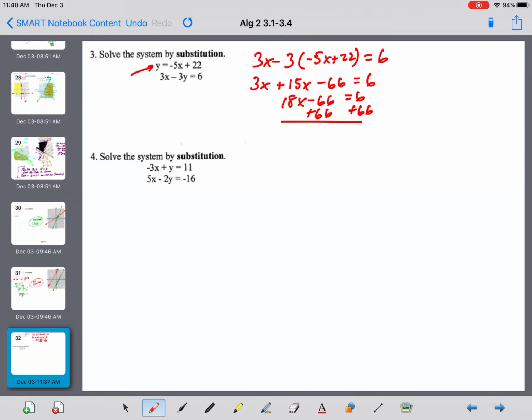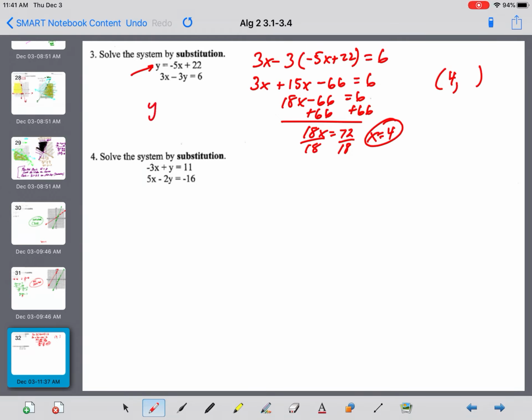We're going to add 66 to both sides. 66 plus 6 is 72. And divide by 18. Got our x answer first here. Let's see. 72 divided by 18 is 4. X equals 4. All right, that means your solution is going to be 4 comma something.